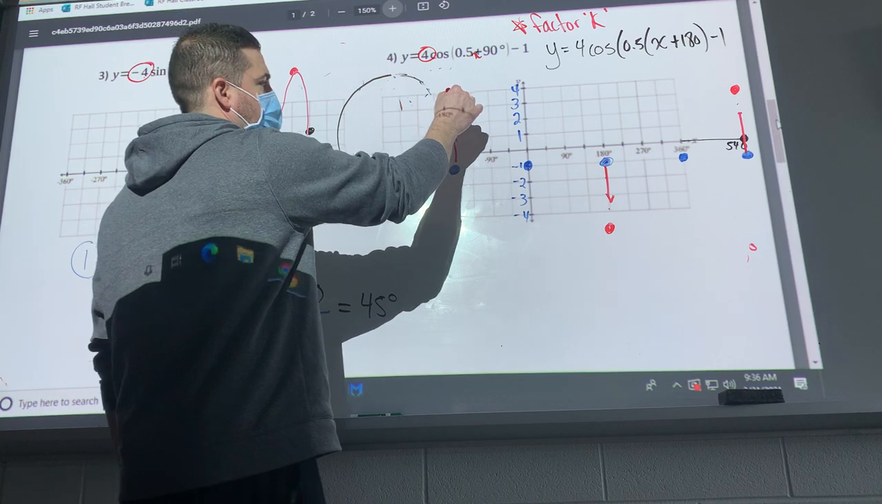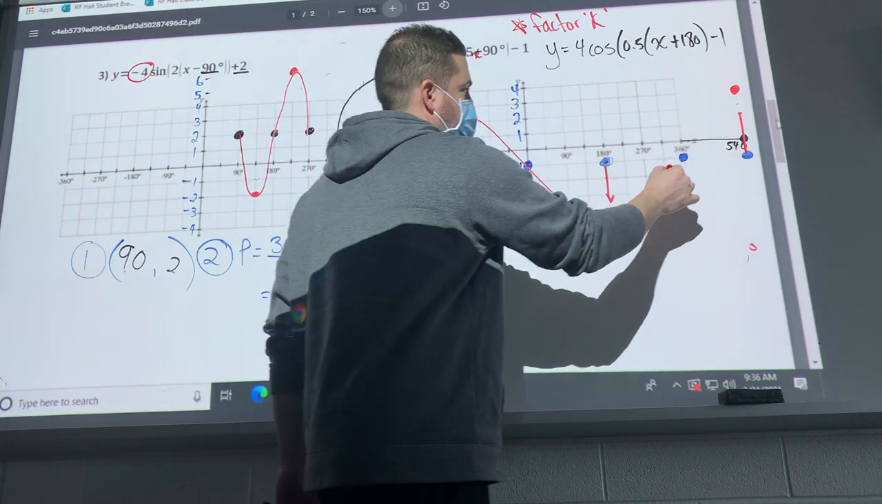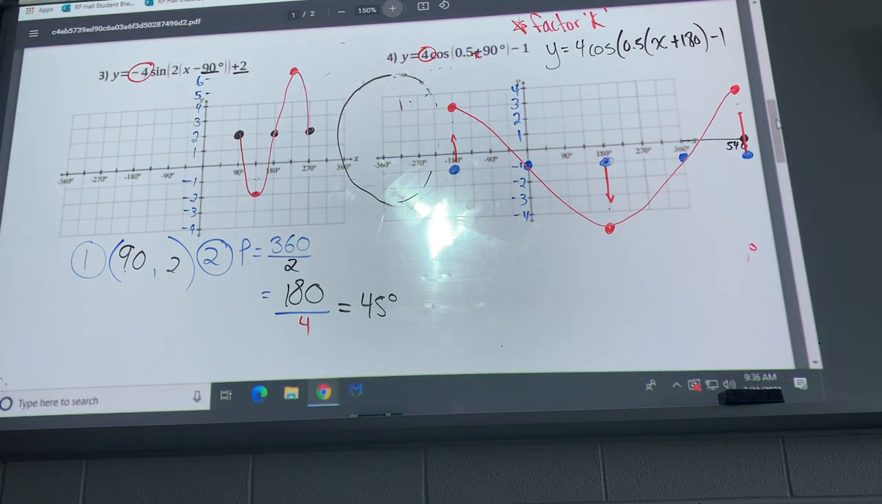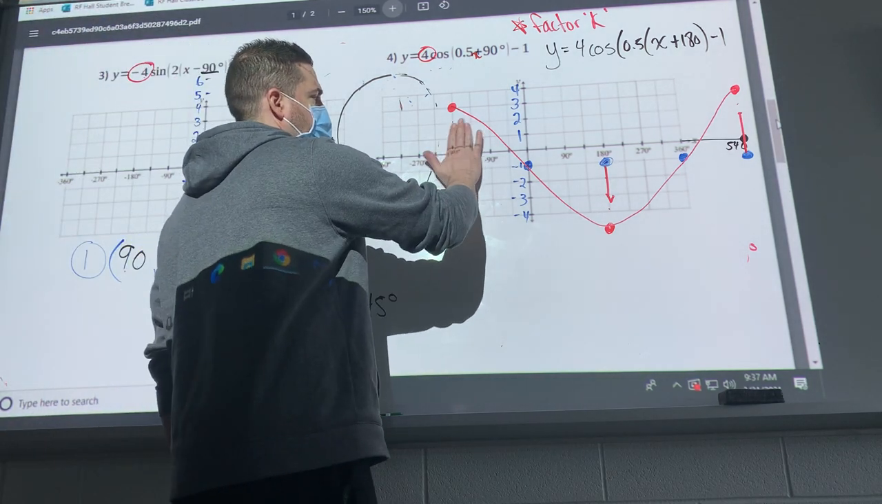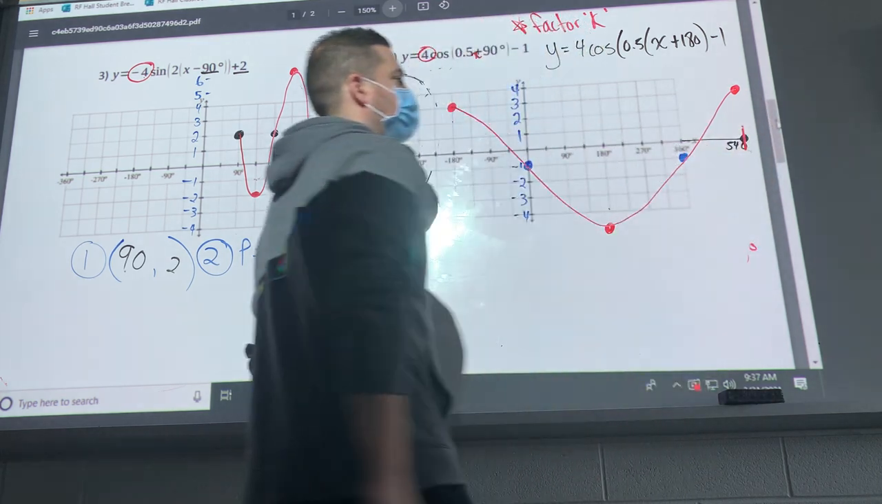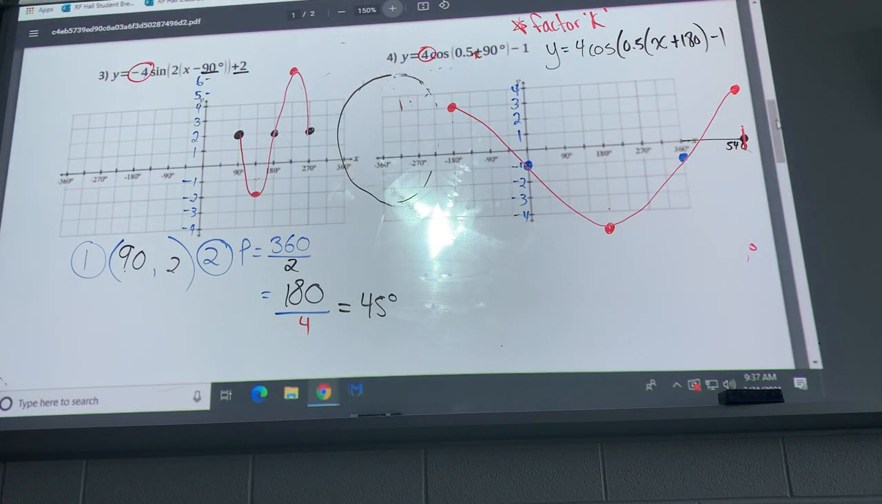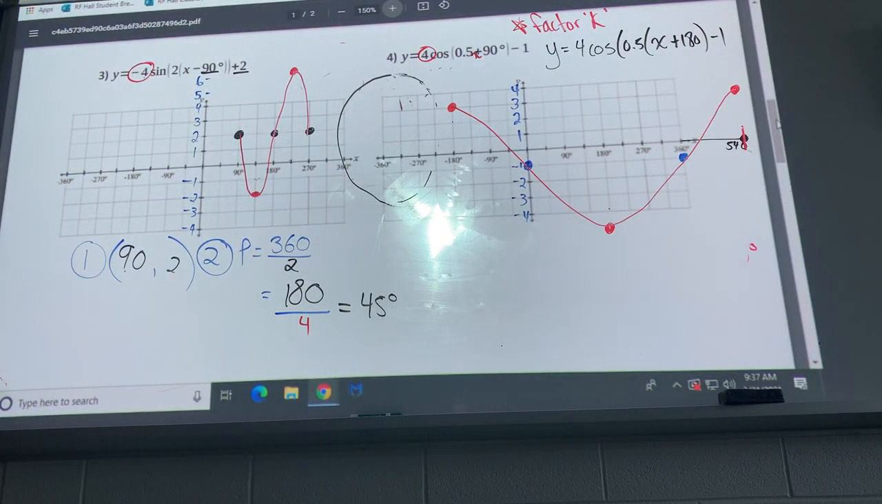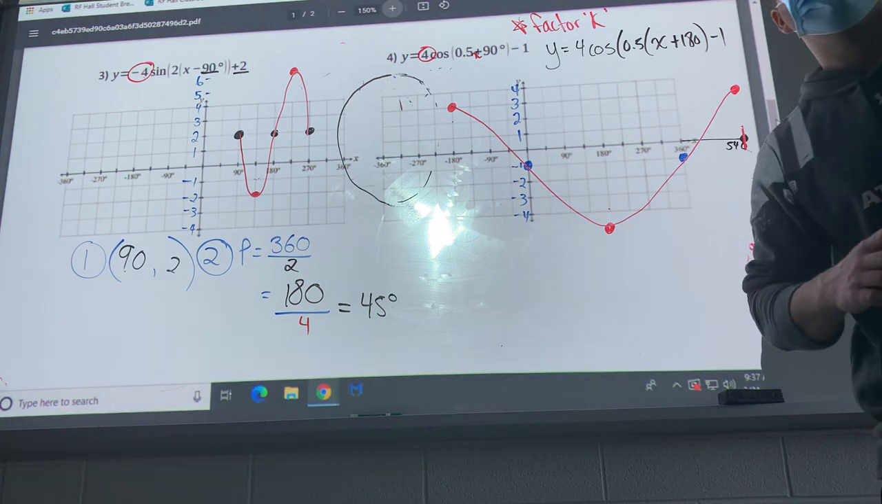So now, connect the dots. If you want to, you can erase the ones you moved. We have our graph. You'll notice as you get used to this, it's very fast. I could do a graph in a minute. Any questions?